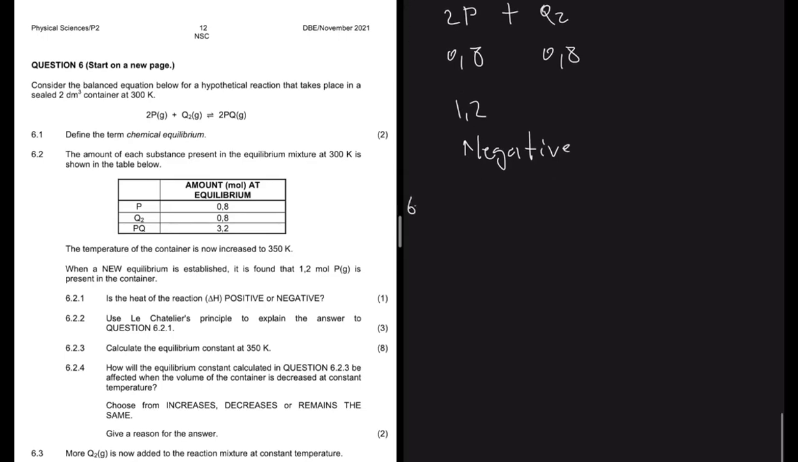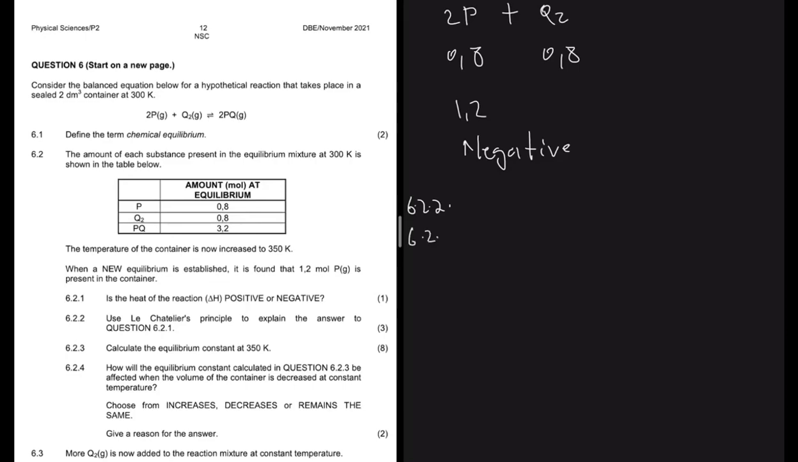So 6.2.2 says, use Le Chatelier's principle to explain the answer to 6.2.1. I guess that's what I just did. I explained 6.2.2 as I was trying to justify 6.2.1.